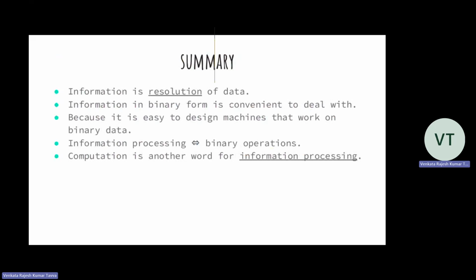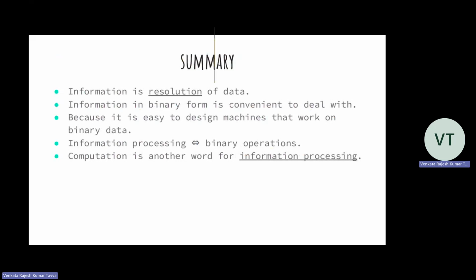That which can be converted to numbers, decimal numbers, and in turn binary numbers. So information in binary form is convenient to deal with, right? Because it is easy to design machines that work on binary data. So information processing is nothing but binary operations, because whatever kind of information you take, text, audio, video, it has to be finally converted to bits. And once it is converted to bits, you can work only on those bits. So whatever processing you want to do, you have to do at the level of bits, zeros and ones.